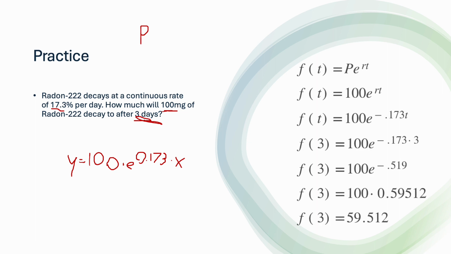Okay, so let's see. We've got f of t is equal to P times e to the rt. P is going to be 100, like we were saying. The rate is, oh, that's my bad. I made you guys mess up there. I was being sloppy. We notice it's going to decay, right? There's not going to be more of it over time. It's going to decay, and so the r is going to be negative. And so we're going to plug in 3 for the x, so sorry about that, so we get e to the negative 0.519 power, and then if we calculate that out, we get 100 times 0.59512, which is going to be equal to 59.512.